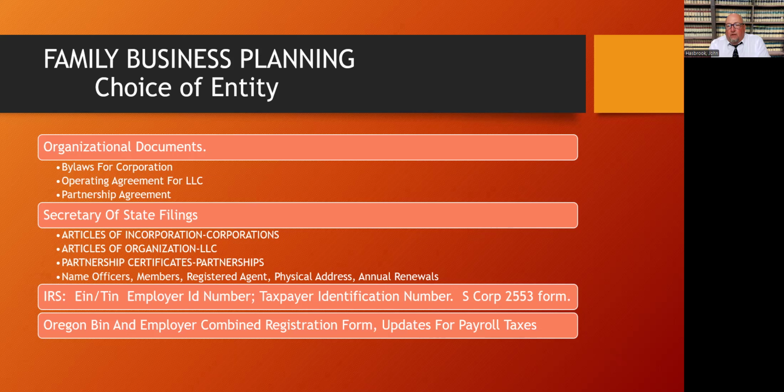filing that needs to be done is with the state, and that is done with the Secretary of State. Those are forms that are provided by the Secretary of State, usually on their website, and that will include articles of incorporation for a corporation, articles of organization for an LLC, a partnership certificate or partnership articles for various types of partnerships. And then as part of those, you will list out the name of the officers, the members of the LLC, registered agent, which is the person that is authorized to accept legal papers on behalf of the structure, the entity, the physical address, and other similar information on those forms.